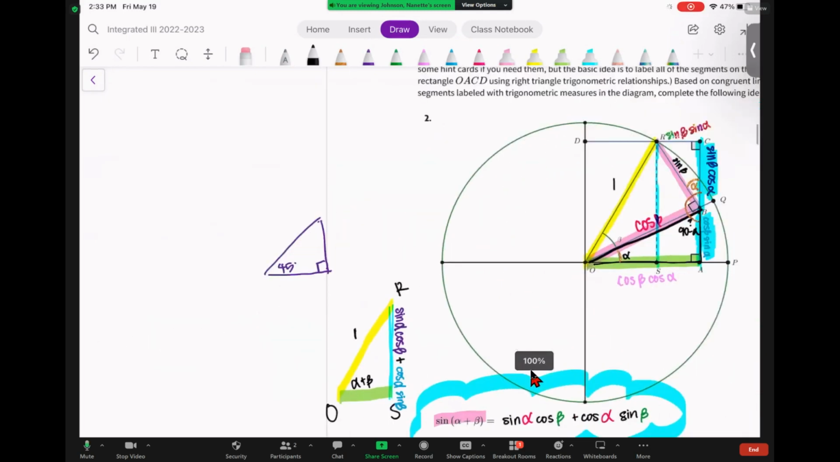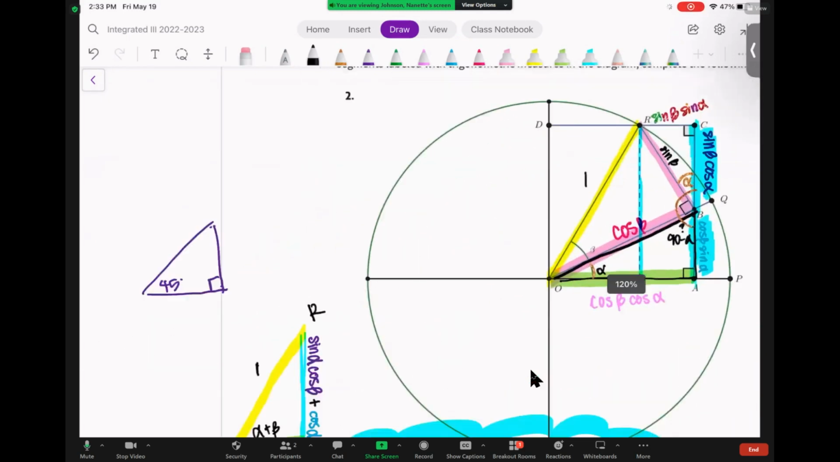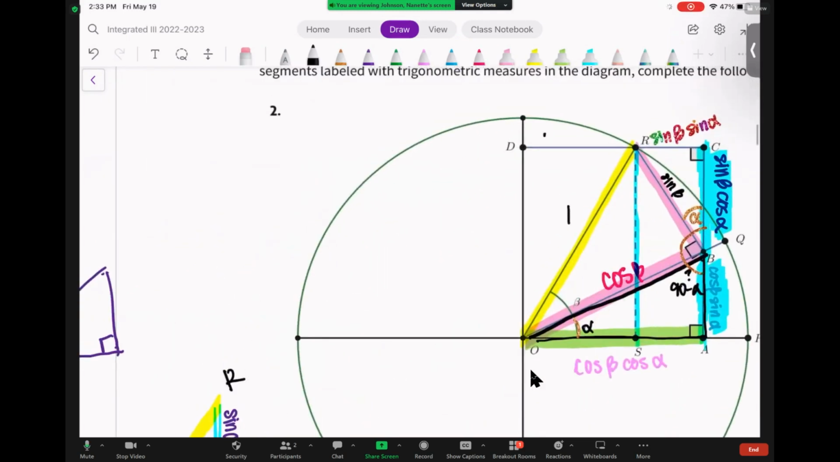So they said that that's congruent to that. So that actually means that this guy up here is cosine alpha plus beta. That little section here, let me make him, I don't know, green. This section here is congruent to this section here.